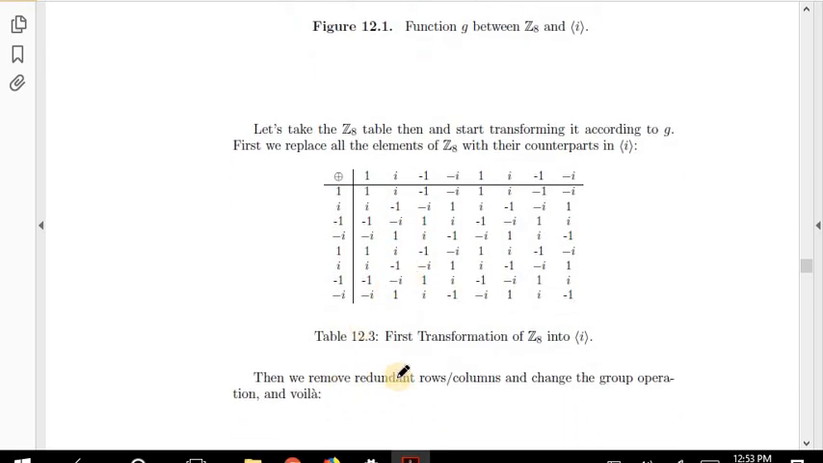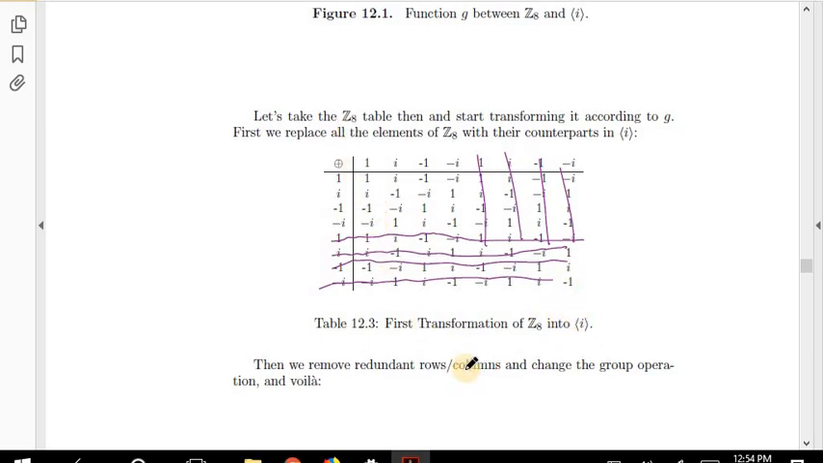Now here it says we remove redundant rows and columns and change the group operation. For instance, this one row appears twice. It appears here and it appears here. So I can just cross out this row. This i row appears here and here, so I'm going to cross out this row. This -1 row appears here and here, so I'm going to cross out the -1. Cross out the -i. Similarly, this one column appears twice. I'll cross this one out, this one out, this one out, this one out. Those are redundant. What I have here is now the same as the Cayley table for the cyclic group generated by i. So we have made some kind of relationship between Z8 and i.